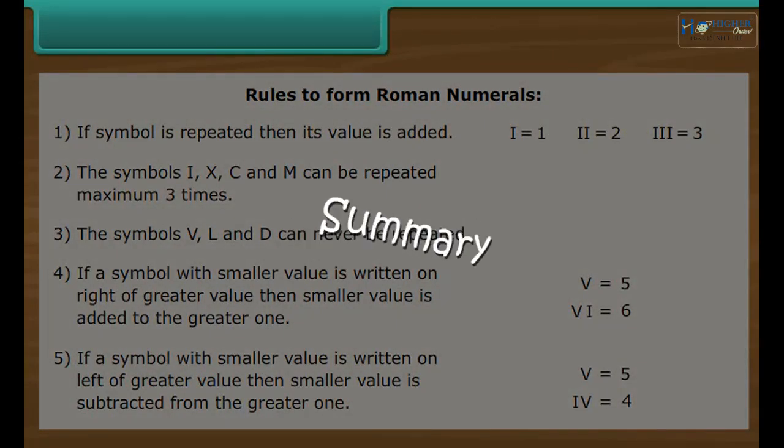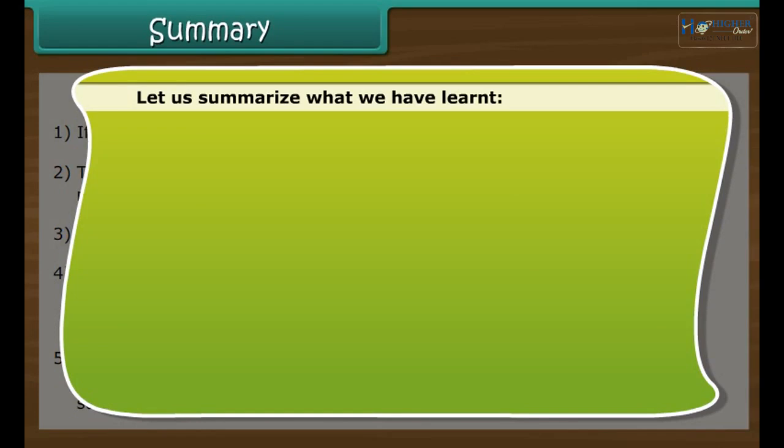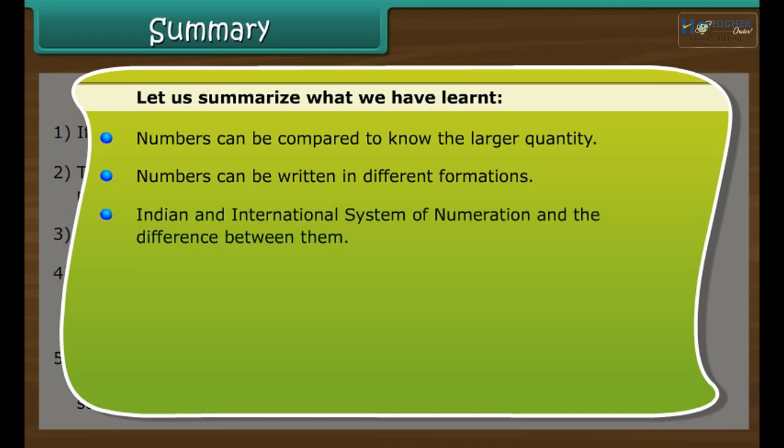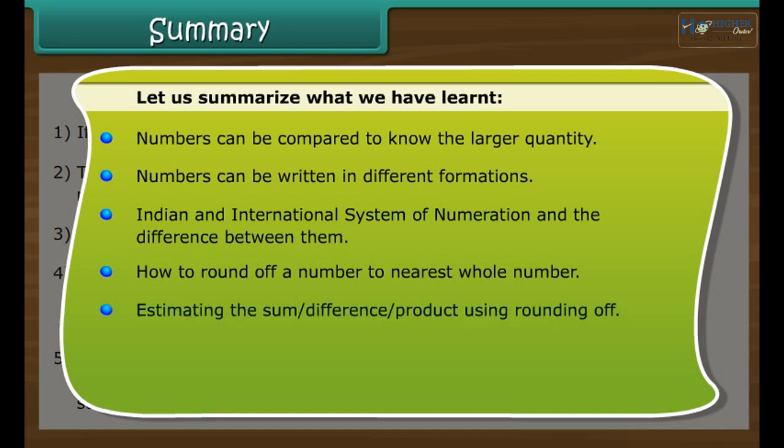Summary. Let us summarize what we have learned. Numbers can be compared to know the larger quantity. Numbers can be written in different formations. Indian and international system of numeration and the difference between them. How to round off a number to the nearest whole number. Estimating the sum, difference, product using rounding off. How to simplify calculations using brackets.